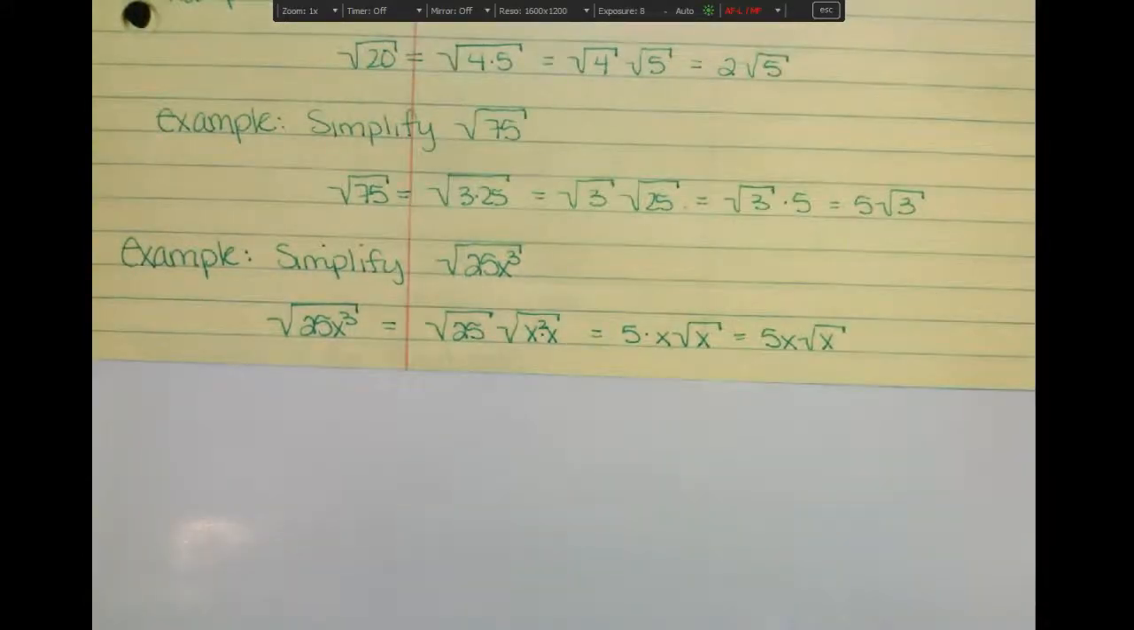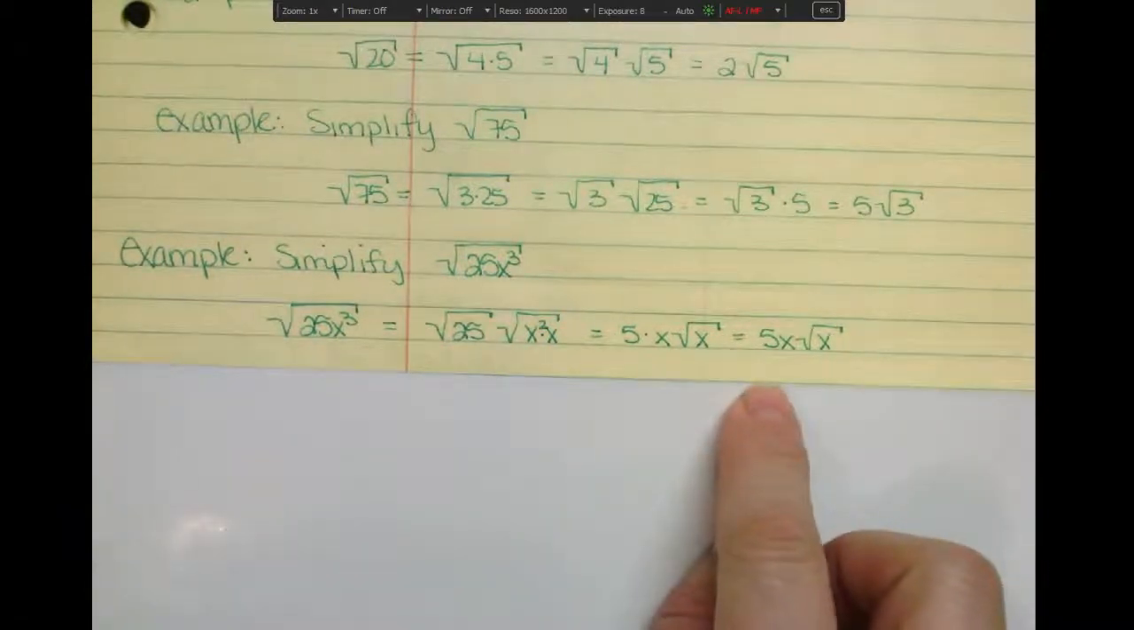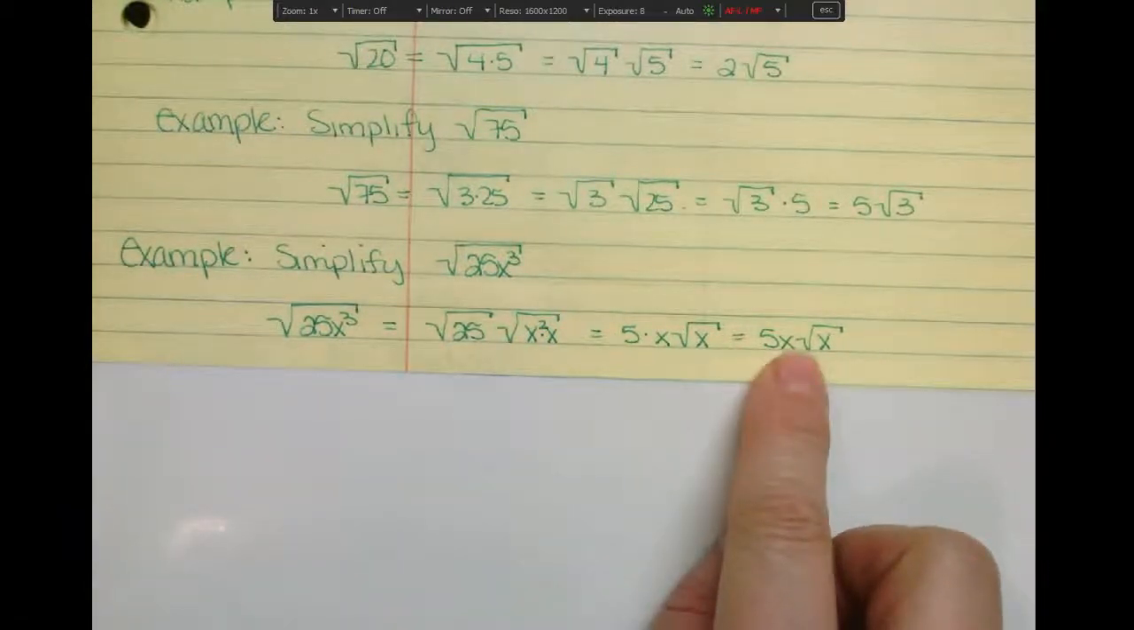Now we are making an assumption with this problem. We are assuming that x is the positive number coming out of the radicand. Because of that, we're not going to stress the absolute value markers here to force it to be positive. We're just going to assume that it is positive.